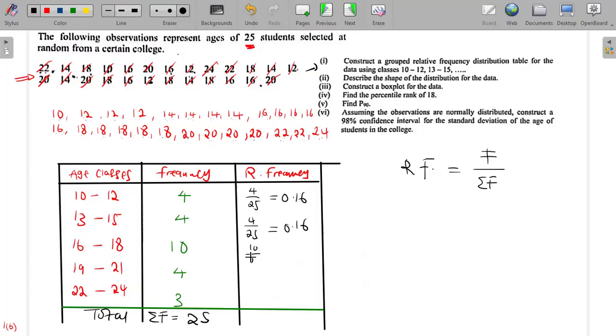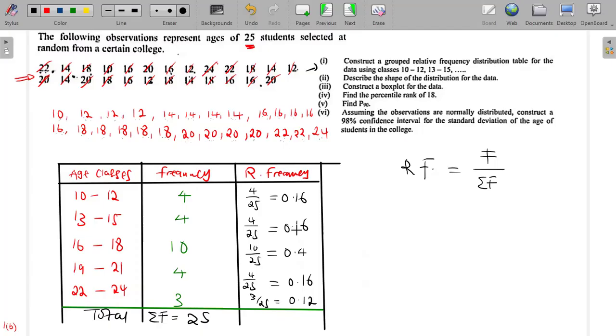Then 10 over 25 for this one. So the relative frequency there will be 0.4 according to my calculator. And then the 4, we already know the answer, 0.16. Then the 3 over 25 gives what now? Gives 0.12. So when you add the relative frequencies, the total should give you a 1. Okay, and when you try that, you're going to get a 1.